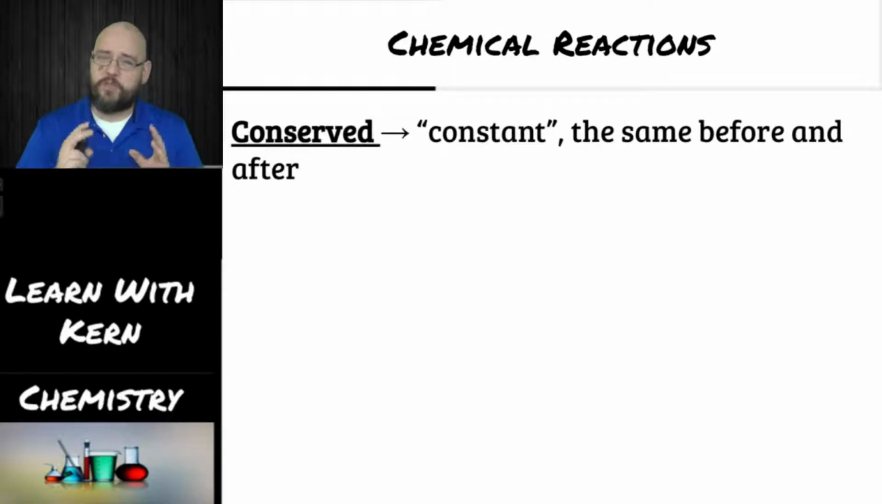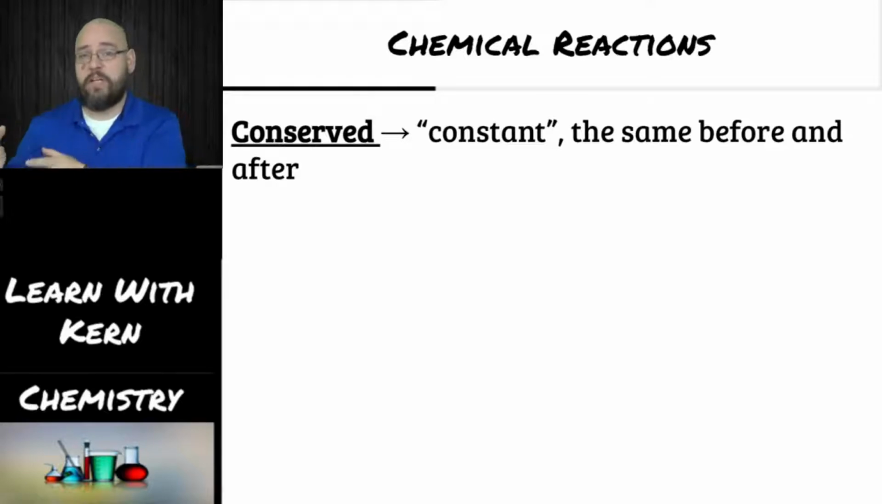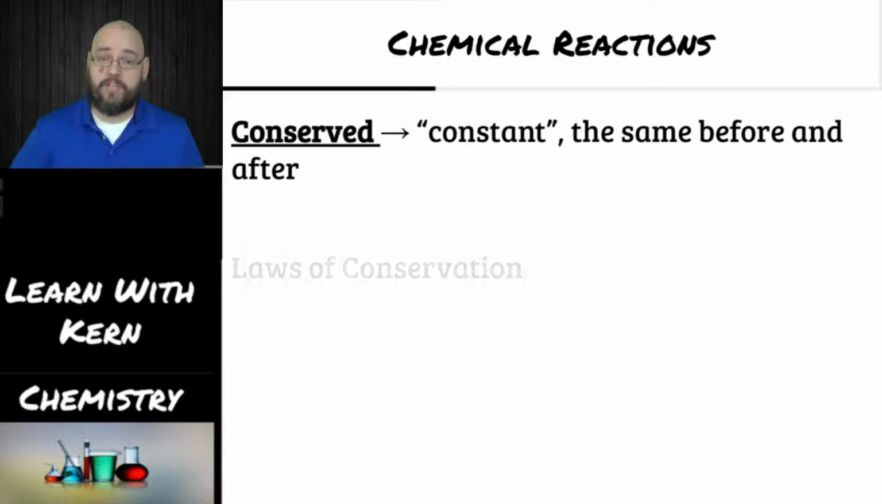So what does conserved mean? It means constant. It means the same before and after. It's a numerical thing. The amount of something you had before the reaction is going to equal what you have after the reaction. That is what we mean by conserved.